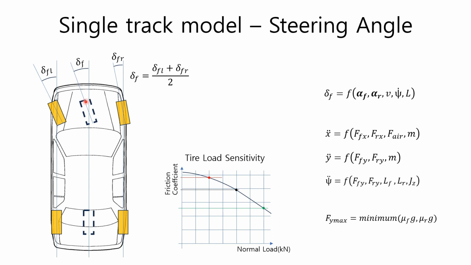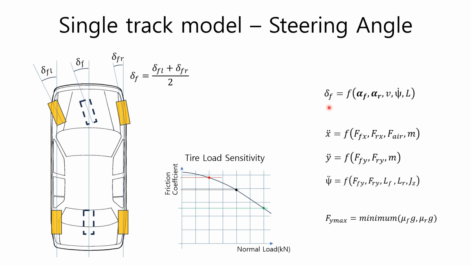The single track model treats the two front wheels as one wheel and the two rear wheels as one wheel. Therefore, like a bicycle, it has one wheel each on the front and rear, so it is also called a bicycle model. In the single track model, the front wheel steering angle is expressed as the average of the left and right wheel steering angles, as shown in the equation below.